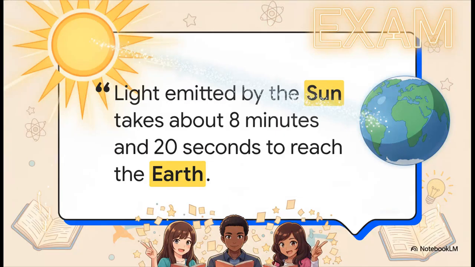I'm going to leave you with this mind-blowing fact from your textbook. Light moves incredibly fast, but space is just vast. Light emitted by the sun takes about 8 minutes and 20 seconds to reach the Earth. That literally means if the sun were to suddenly disappear, we wouldn't even know about it for over 8 minutes. Kind of makes you wonder what else in the night sky we're seeing exactly as it was thousands of years ago, doesn't it? Keep that sense of wonder alive as you study.